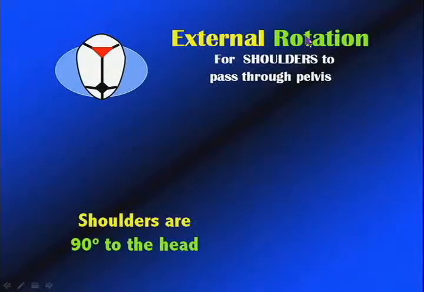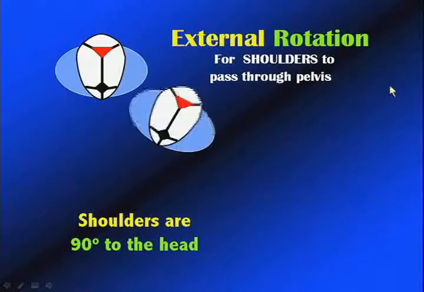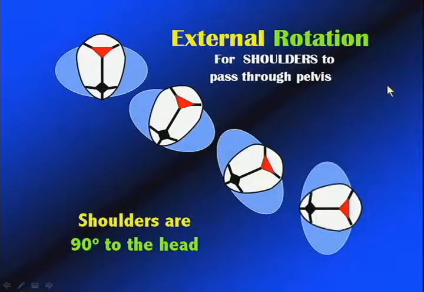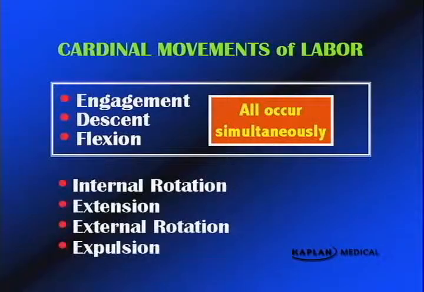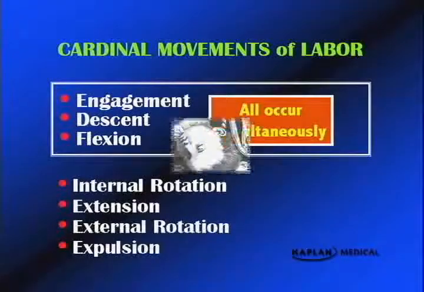As the head is coming out of the mother's body, the shoulders are going to have to start moving from the pelvic inlet through the mid-pelvis. And so the shoulders are now going to rotate 90 degrees from transverse to anterior-posterior. And notice how that happens. As that is happening, notice the head externally is rotating from anterior-posterior to transverse again. So, simultaneously, engagement, descent, and flexion, followed by internal rotation, extension, external rotation, and then expulsion.